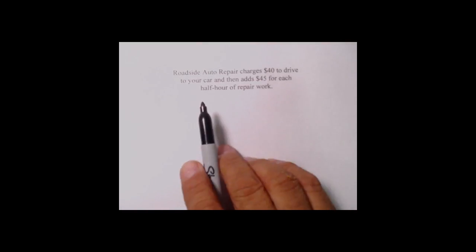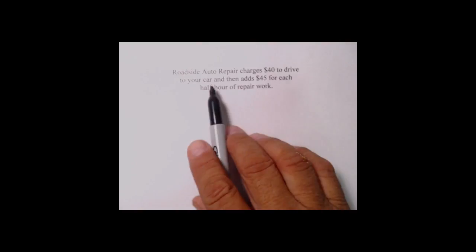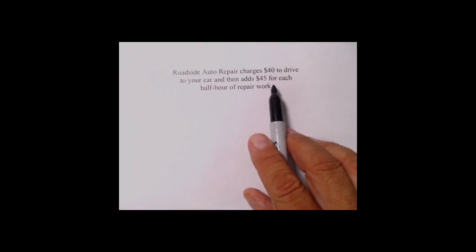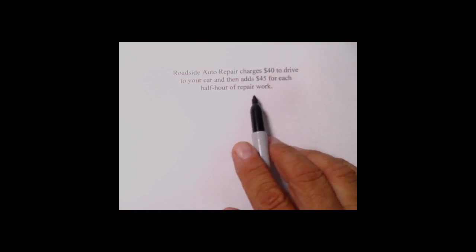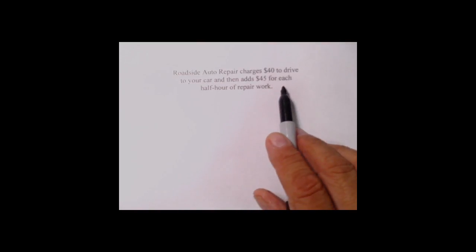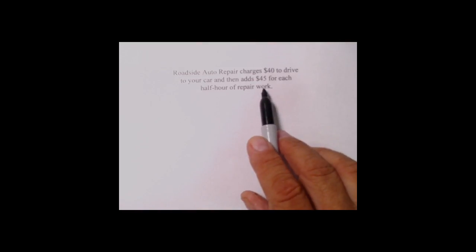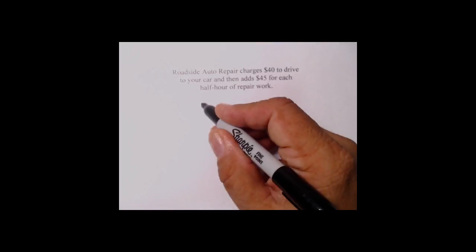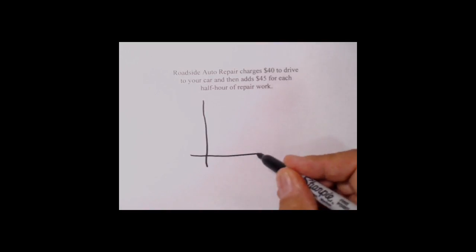Here's one where we're talking about roadside auto repair, which charges $40 just to meet you at your car, and then adds $45 for each half hour of repair work. Again, the number of hours here, in half-hour blocks, are going to be positive, and of course the cost is positive. So one thing for sure is we're going to have ourselves a first quadrant plot.